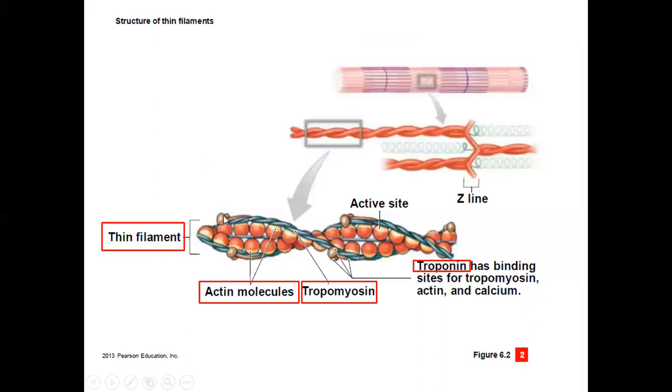And then the last protein is called troponin. Troponin has a binding site for calcium, which is really important, and we'll talk about why later. For right now, you should know that calcium binds to troponin when muscle contraction starts. And then troponin is also bound to tropomyosin. So lots of T words going on here.